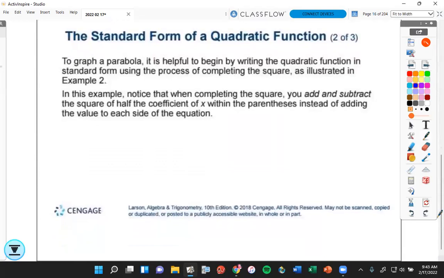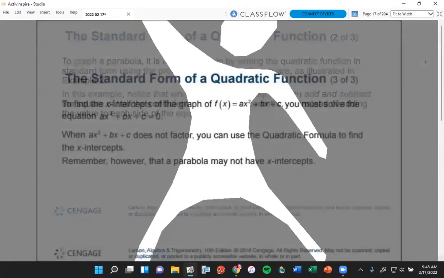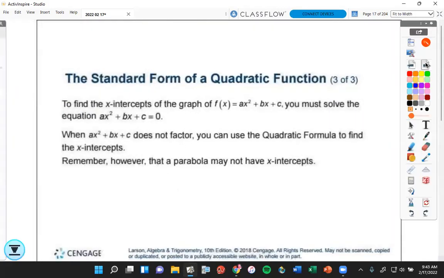To graph a parabola, a lot of times it's easier to go ahead and write it in standard form by a process called completing the square. Because once you complete the square, that puts it into standard form or vertex form. And we're going to look at completing the square just a little bit.